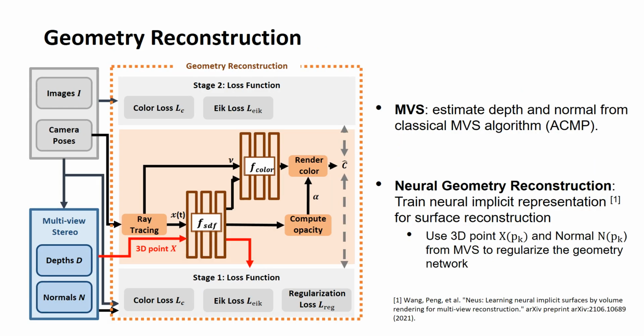For geometry reconstruction, we utilize refined camera poses from the previous step. First, we learn the state-of-the-art multiview stereo called ACMP to generate depth and normal maps. In the first stage, we train neural implicit representation for surface reconstruction. We use 3D points and normals from MVS to regularize the geometry network. In the second stage, we don't use regularization loss for training neural implicit representation.